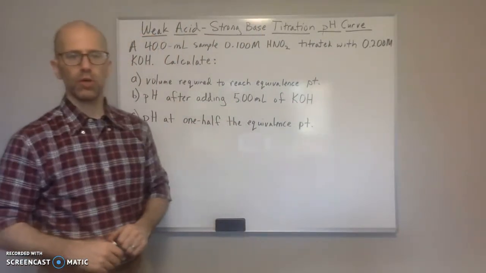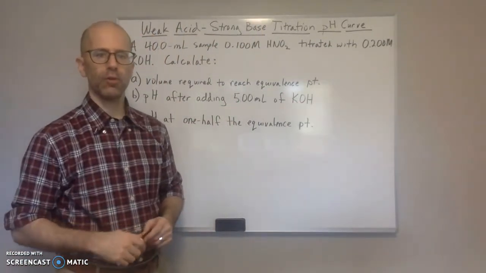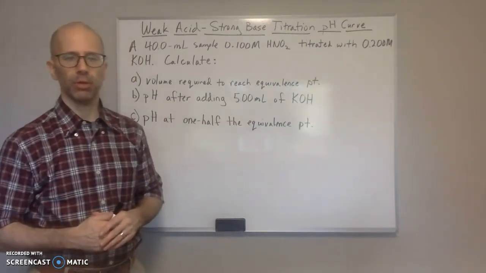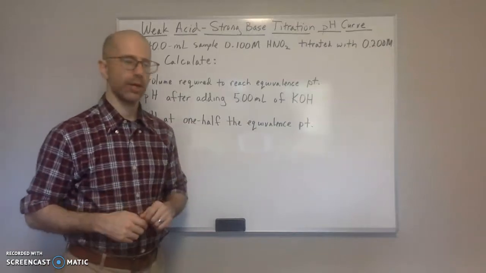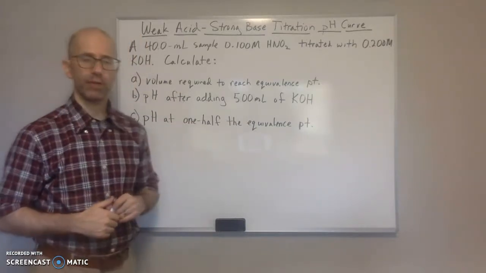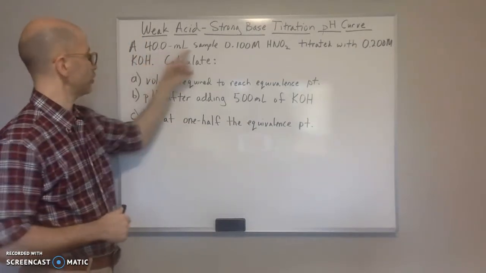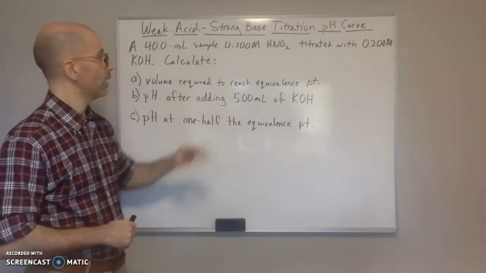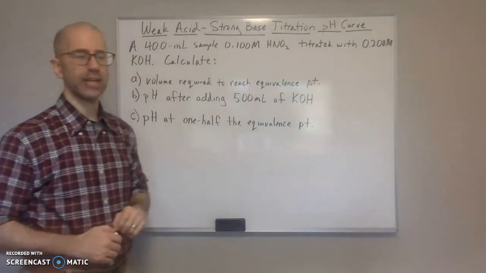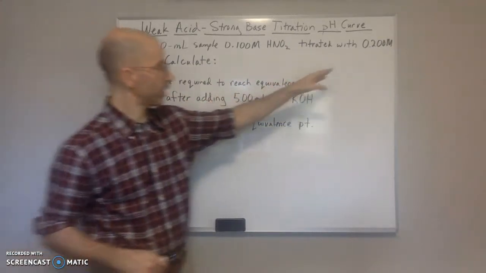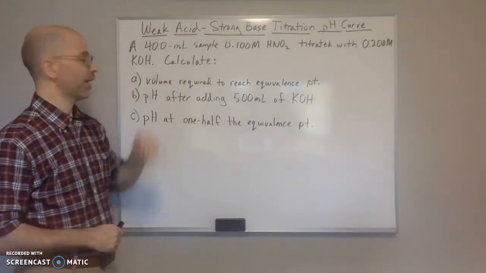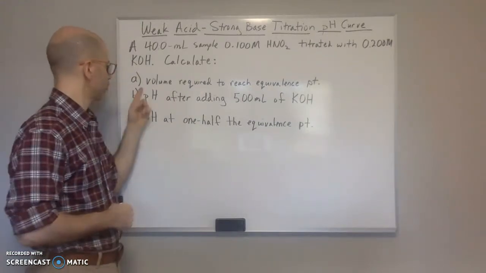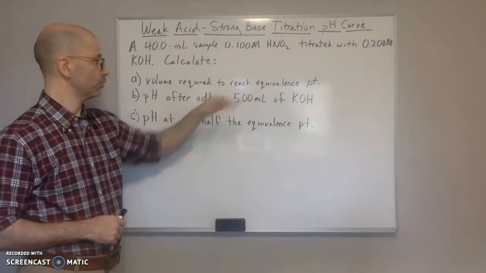My name is Mr. Cobalt, and in this video I'm going to be going over how to do a weak acid strong base titration problem. In this problem, as an example, you're given a 40 milliliter sample of a 0.100 molar HNO2 solution, and you're titrating it with the strong base 0.200 molar KOH. And then you're asked to do a few things. The first thing you're asked to do is find the volume required to reach the equivalence point.